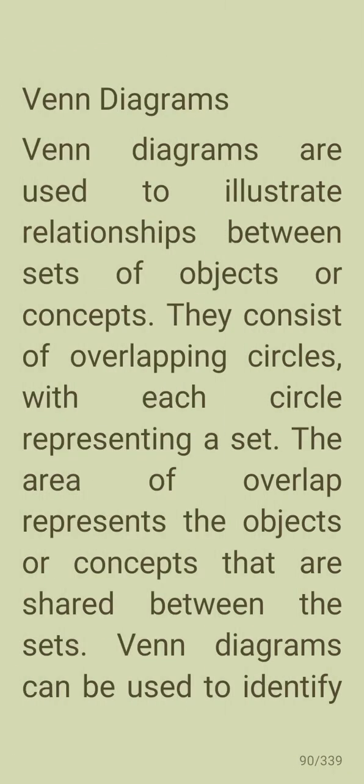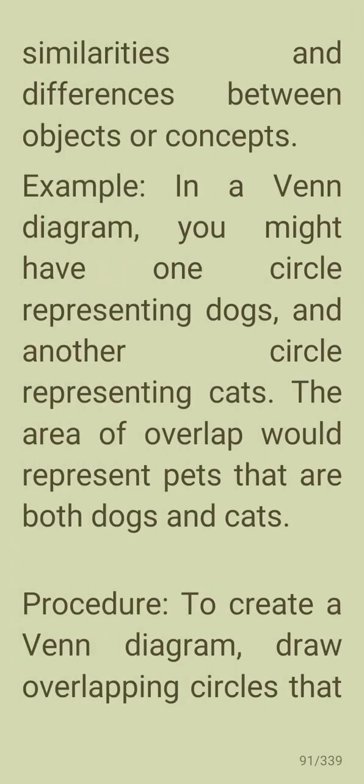Venn diagrams. Venn diagrams are used to illustrate relationships between sets of objects or concepts. They consist of overlapping circles, with each circle representing a set. The area of overlap represents the objects or concepts that are shared between the sets. Venn diagrams can be used to identify similarities and differences between objects or concepts. In a Venn diagram, you may have one circle representing dogs and another circle representing cats. The area of overlap would represent pets that are both dogs and cats.